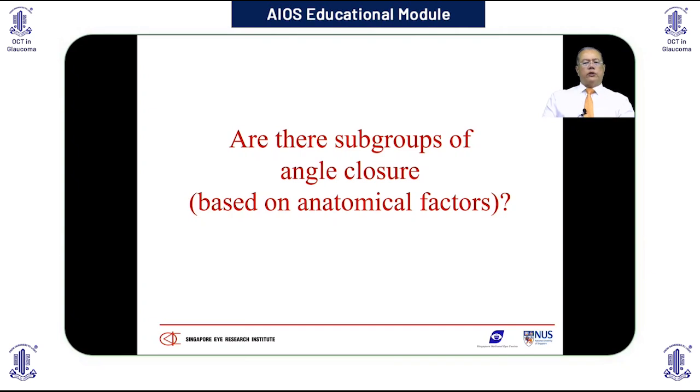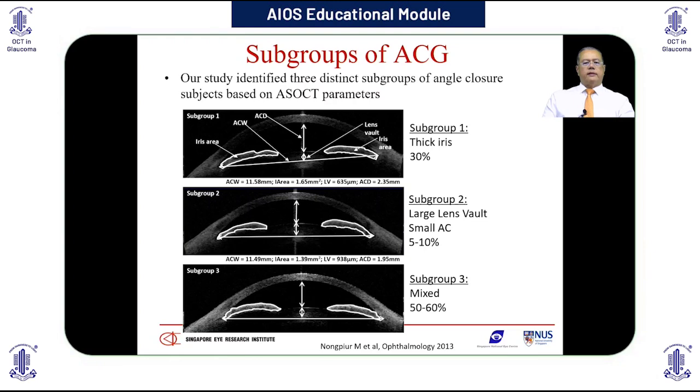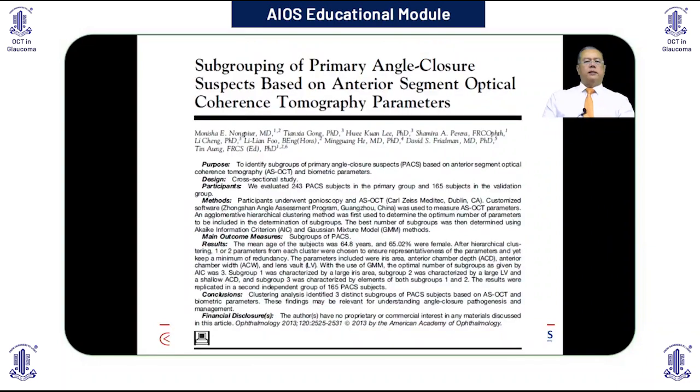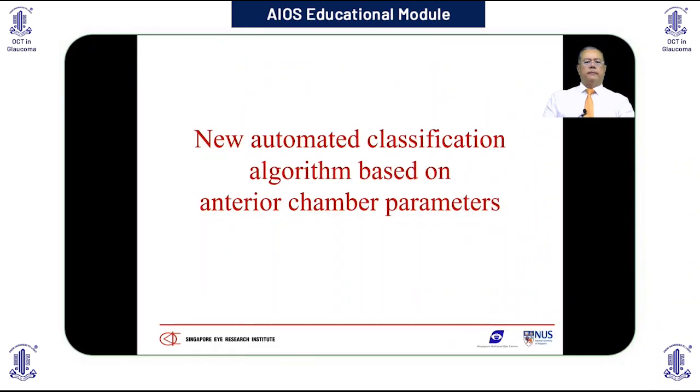We've also studied the question of whether there are subgroups of angle closure based on anatomical factors. In this study we published in 2013, we found there are actually three subgroups of angle closure: one with a thick iris, secondly, one with a large lens vault and small anterior chamber, and thirdly, a mixed mechanism group. This was published in this paper in 2013.